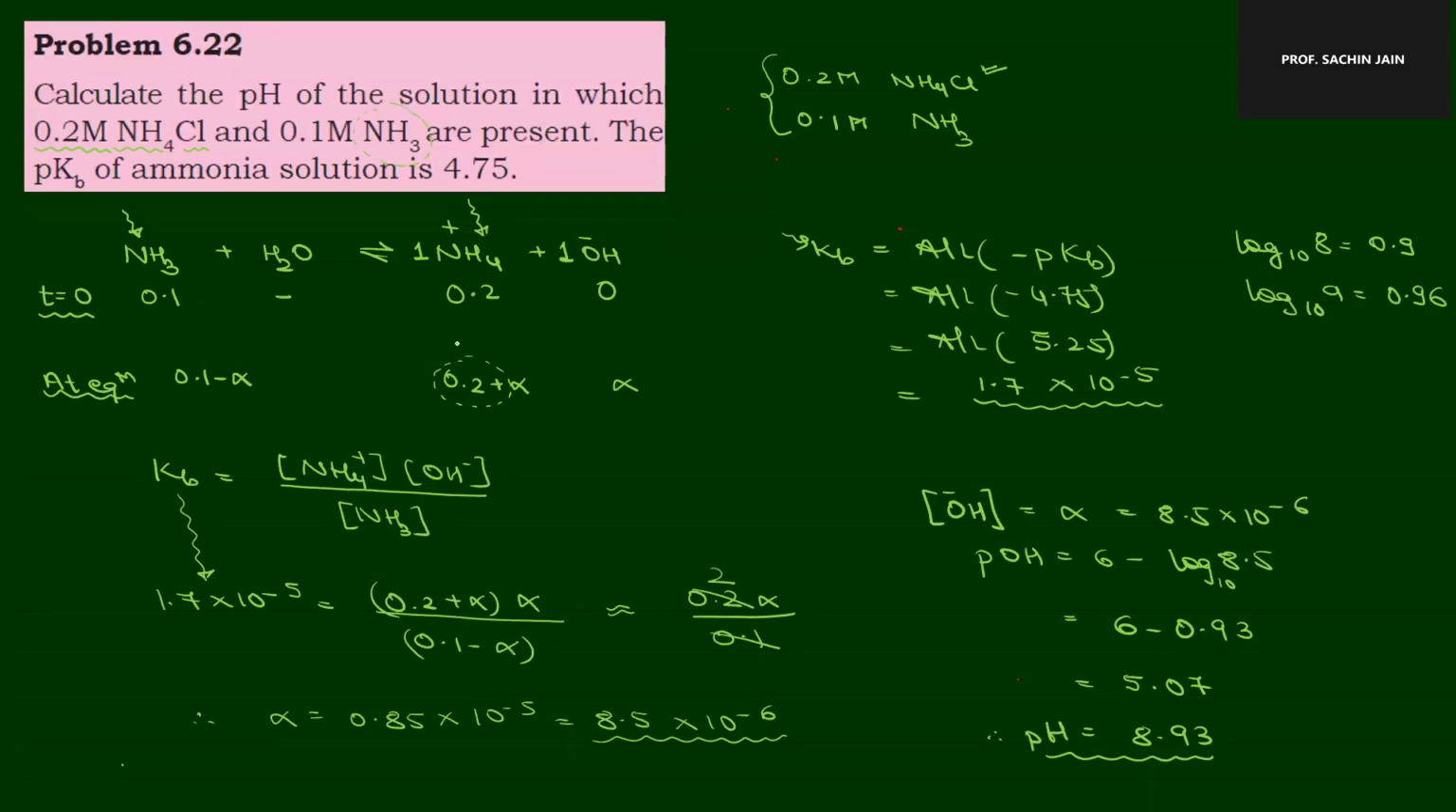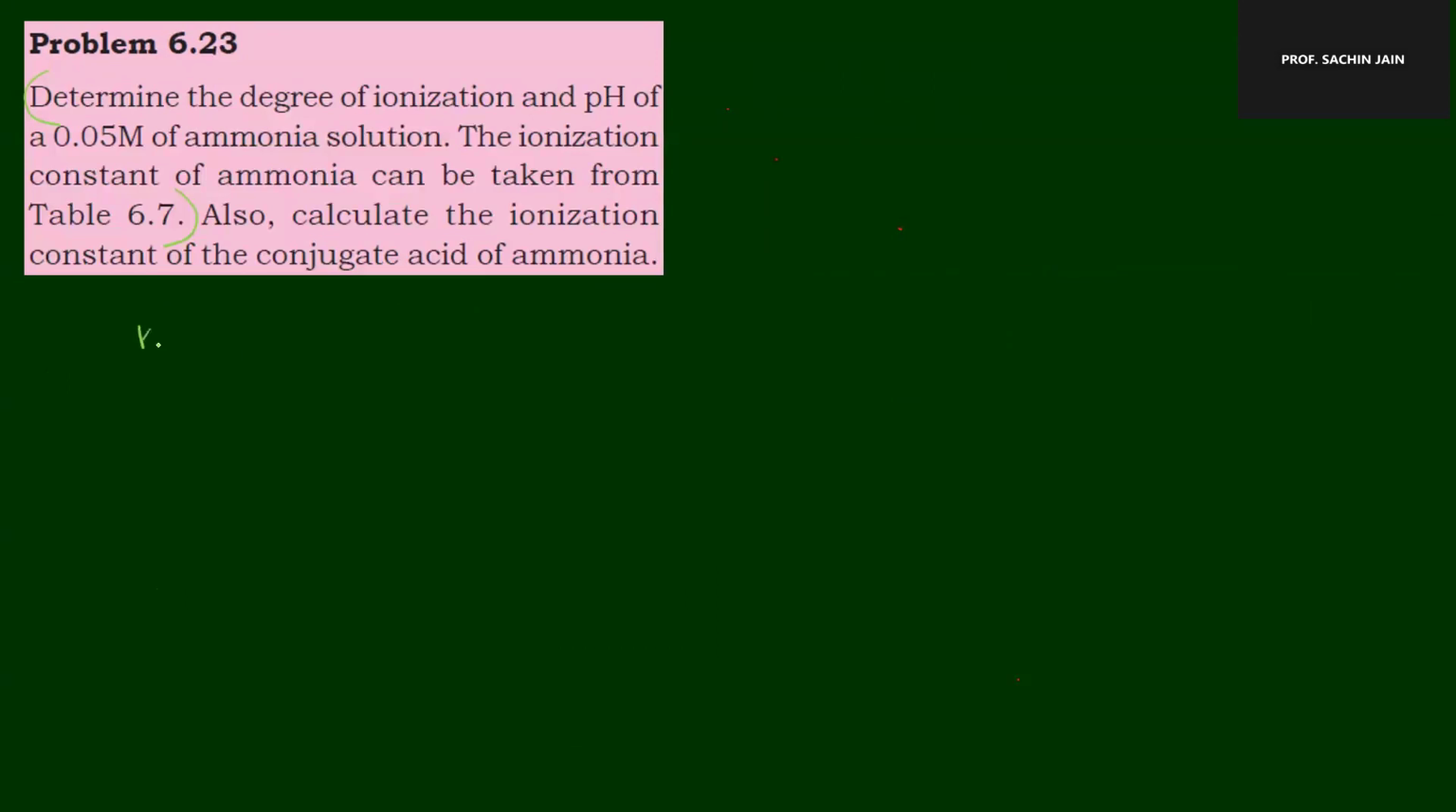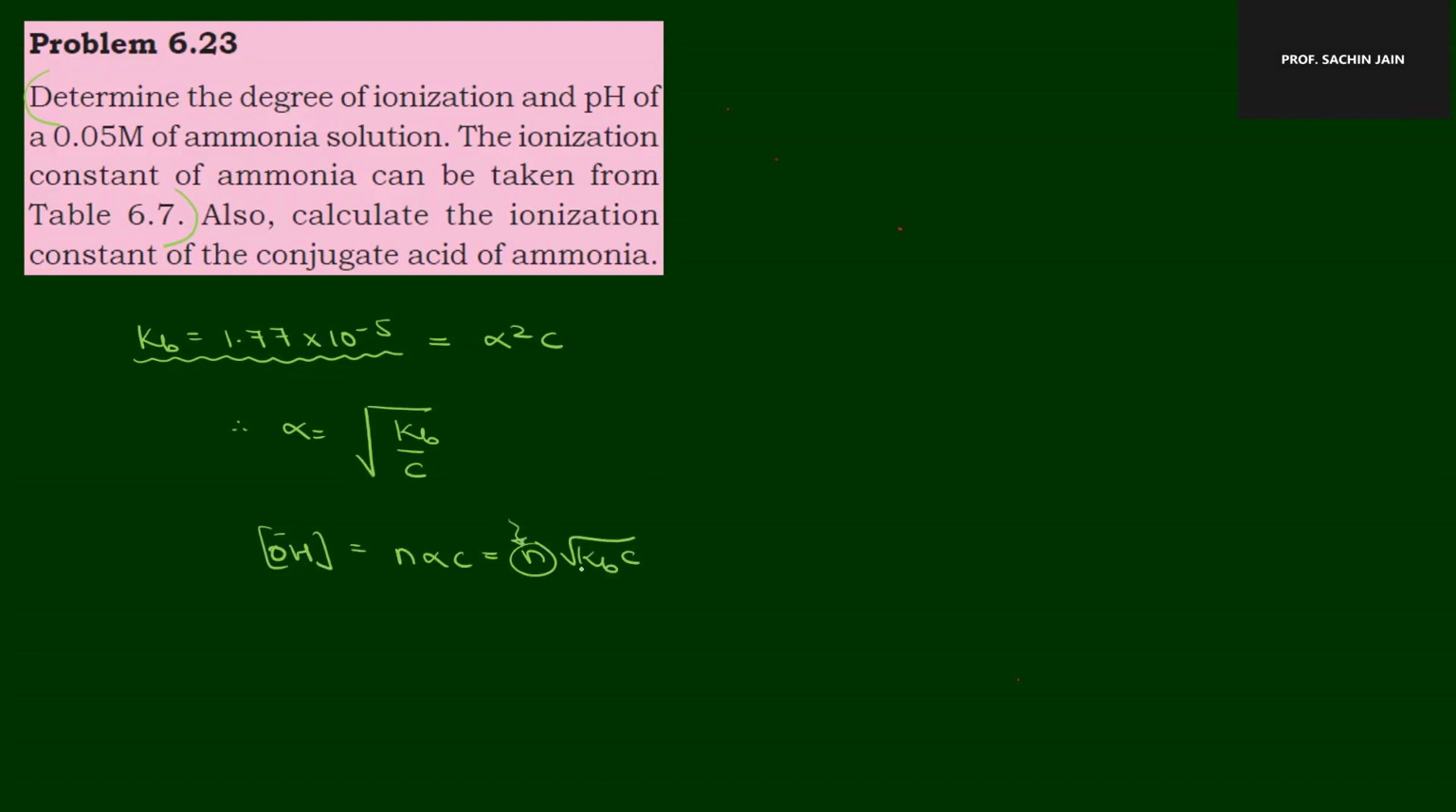So our normal relation Kb equal to alpha square C upon 1 minus alpha is to be taken here. Understood? So the Kb value is 1.77 into 10 raised to minus 5. Now through this value, tell me, will you take alpha or not take alpha? We will not take alpha. Yes, so this becomes directly alpha square C, so the alpha value directly comes from root of Kb by C. And then the OH minus concentration is equal to n into alpha into C, which is also equal to n root of Kb into C. n will be 1, Kb is known, C is known, you get OH minus, you get pOH, and from pOH you get pH. Understood the flow?